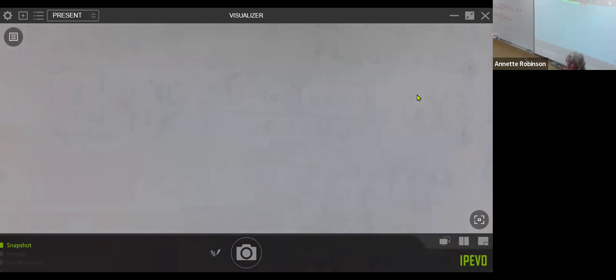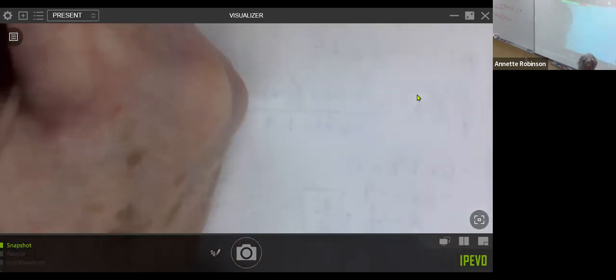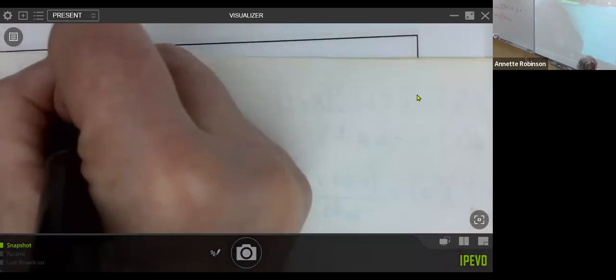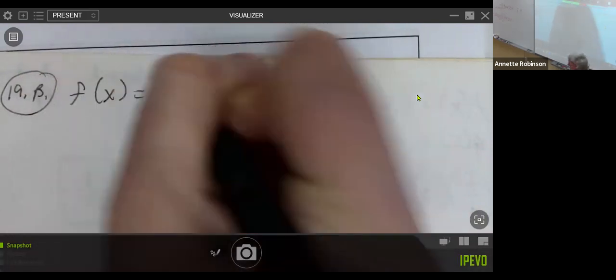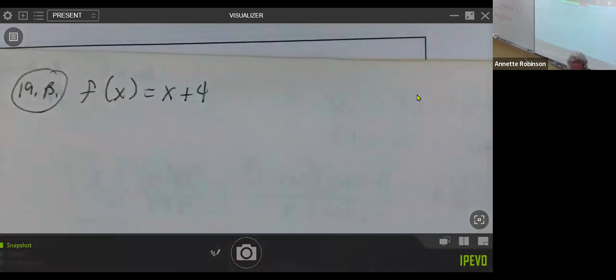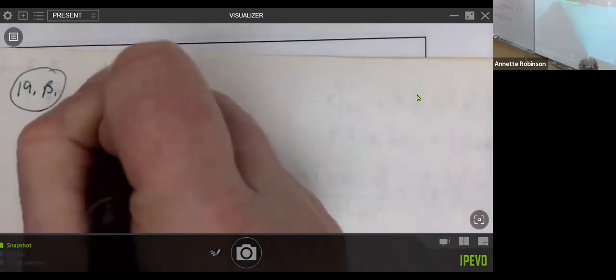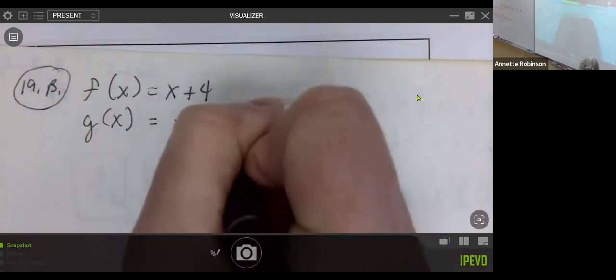The second half of that one does have a situation. So again, I'm on slide number 19, doing part B, which is on the right. And I've been given that function f of x equals x plus 4. That doesn't look bad, does it? But g of x is the square root of 2x minus 5.